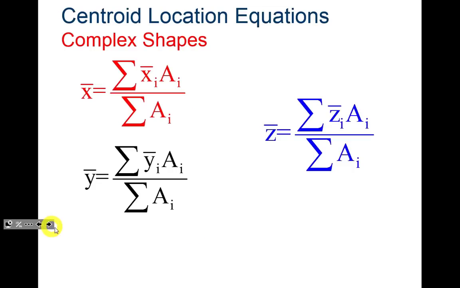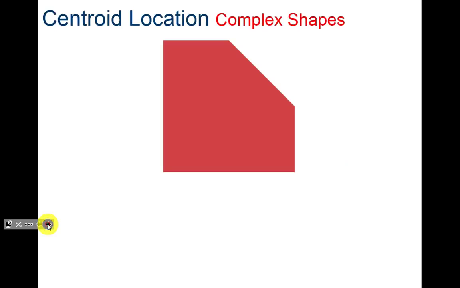Go ahead and jot down, notice these equations are the same, it just depends if you're finding the X bar location or the Y bar. Go ahead and jot these two down, just the X and Y. We're going to get to those in a minute.